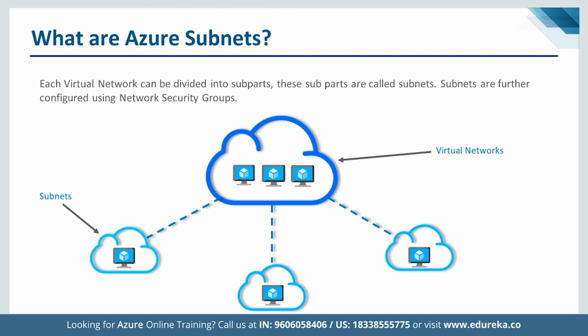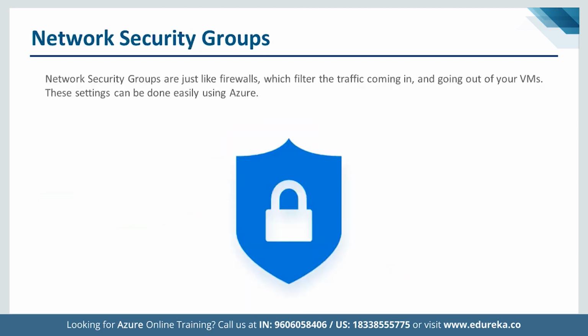So this is a virtual network. Now we are dividing this into subparts: this is subnet 1, this is subnet 2, this is subnet 3. And then again we can have network security groups. Okay. Now what is this network security group?